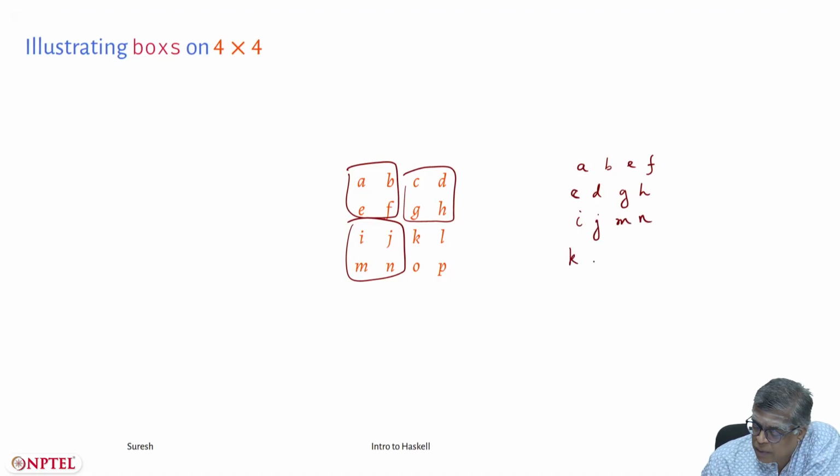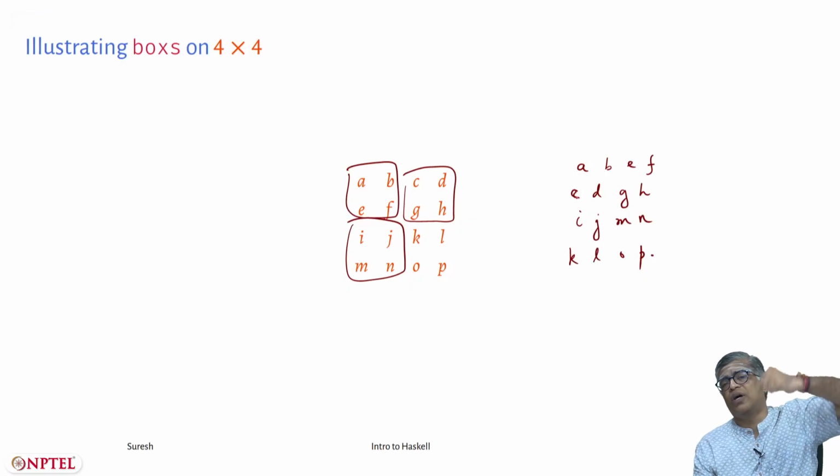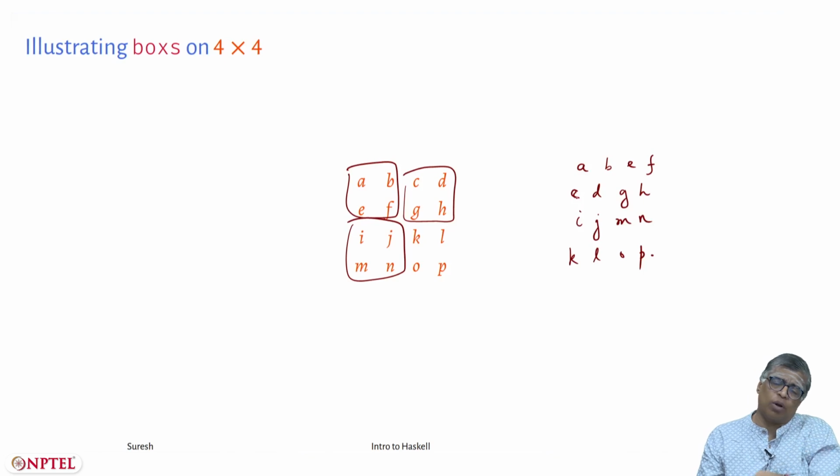And then K, L, O, P. This is what I want. From there, I want to produce this. Now, if you read each row here, it will be a 3 by 3 or 2 by 2 box in my original matrix. Okay. How do I do this?